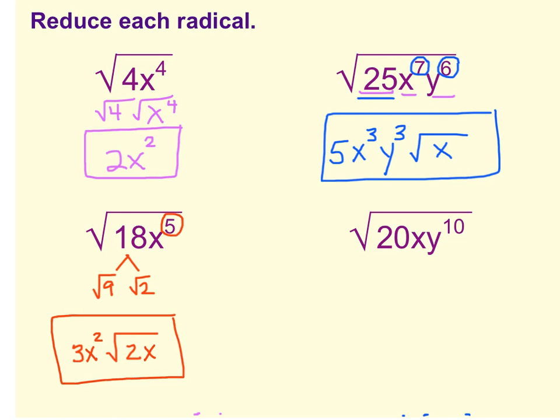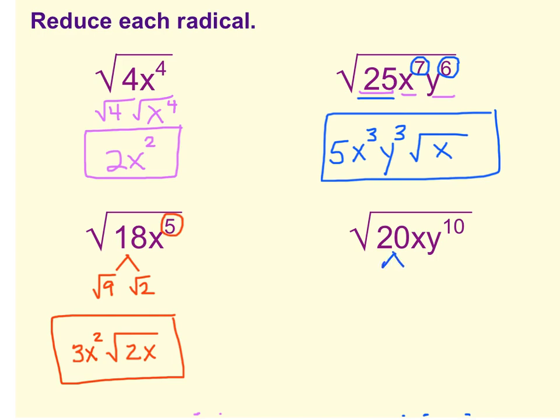So remember, this variable out here tells you how many groups of 2 you took out from the radical. So really, there's 2 groups of 2, meaning this accounts for 4 of them, which is why there's only 1 left over in there.